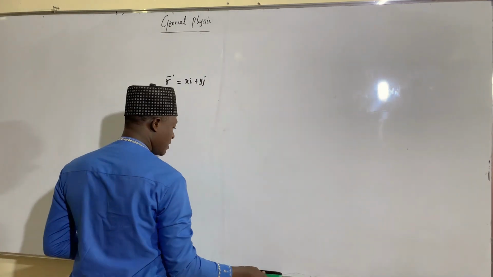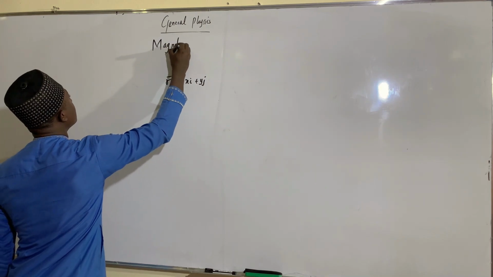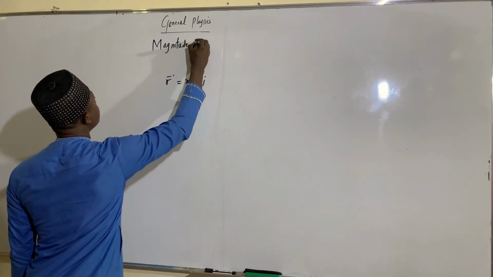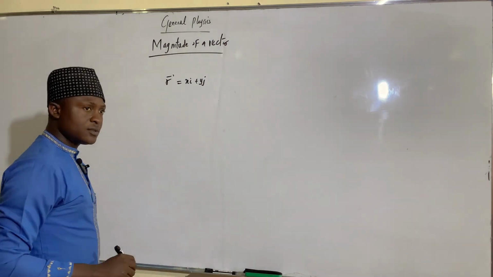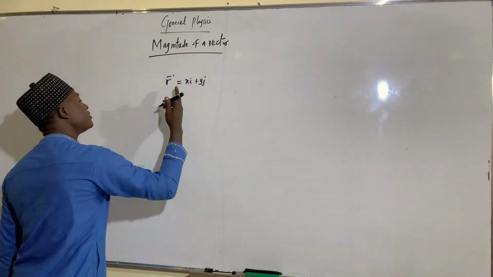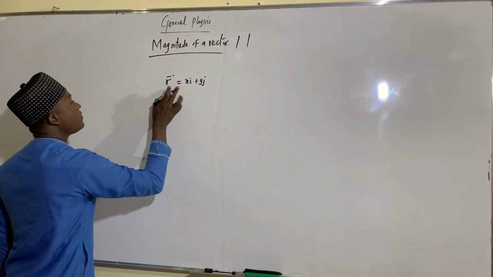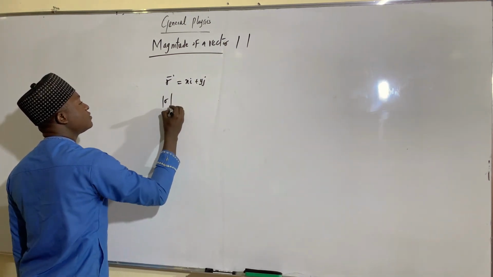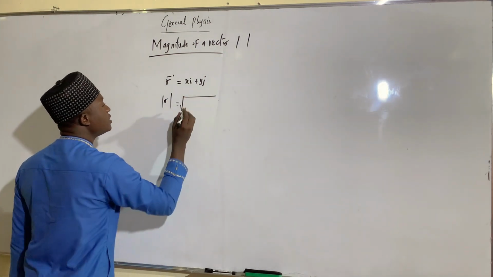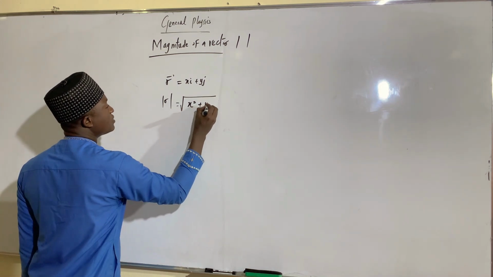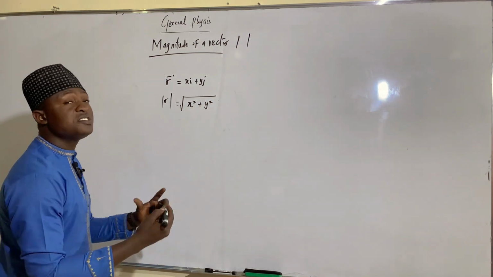Maybe I was asked to find the magnitude of a vector. Let's say I was given a vector represented like this, just like the absolute value. If I want to find the magnitude, it is the square root of the coefficients of i and j, that's x squared plus y squared. You get that? Just take their coefficients, even if they are still directions.